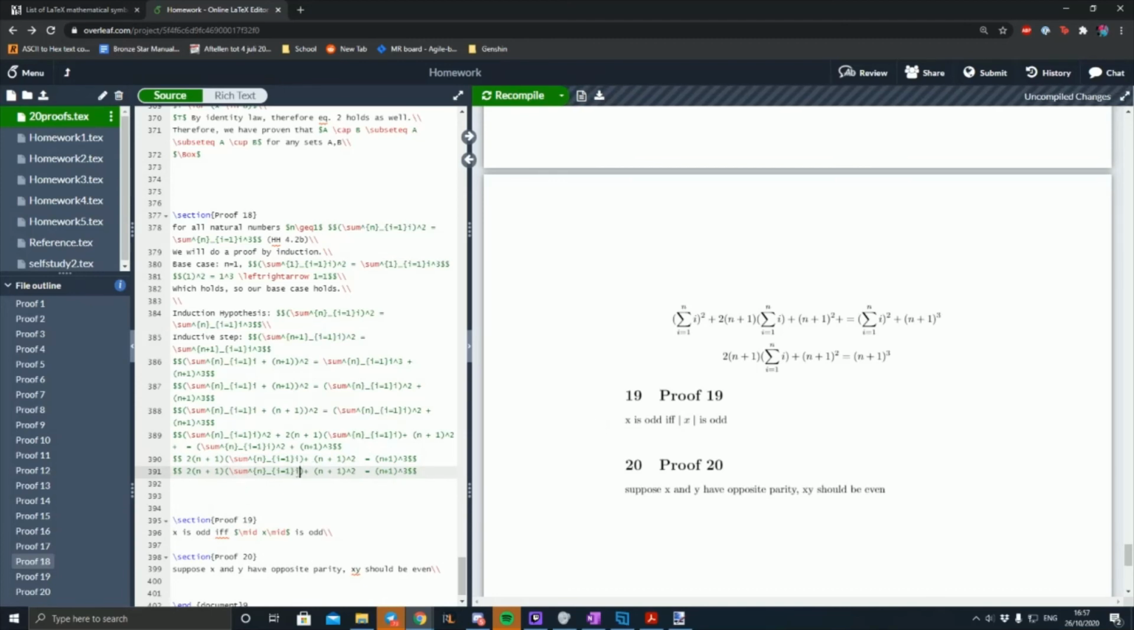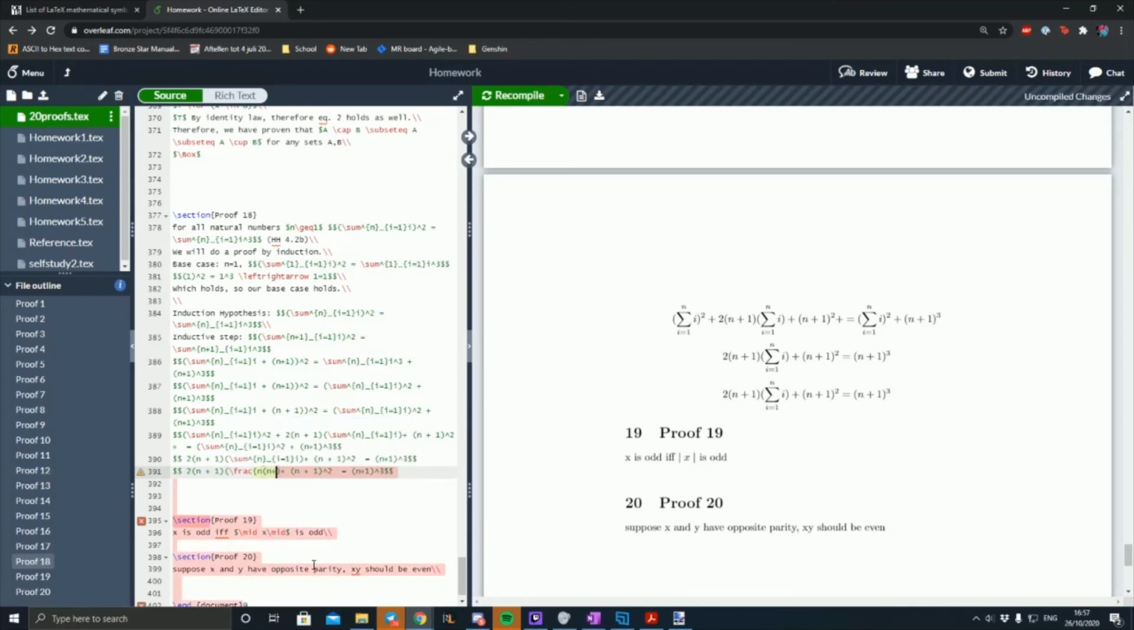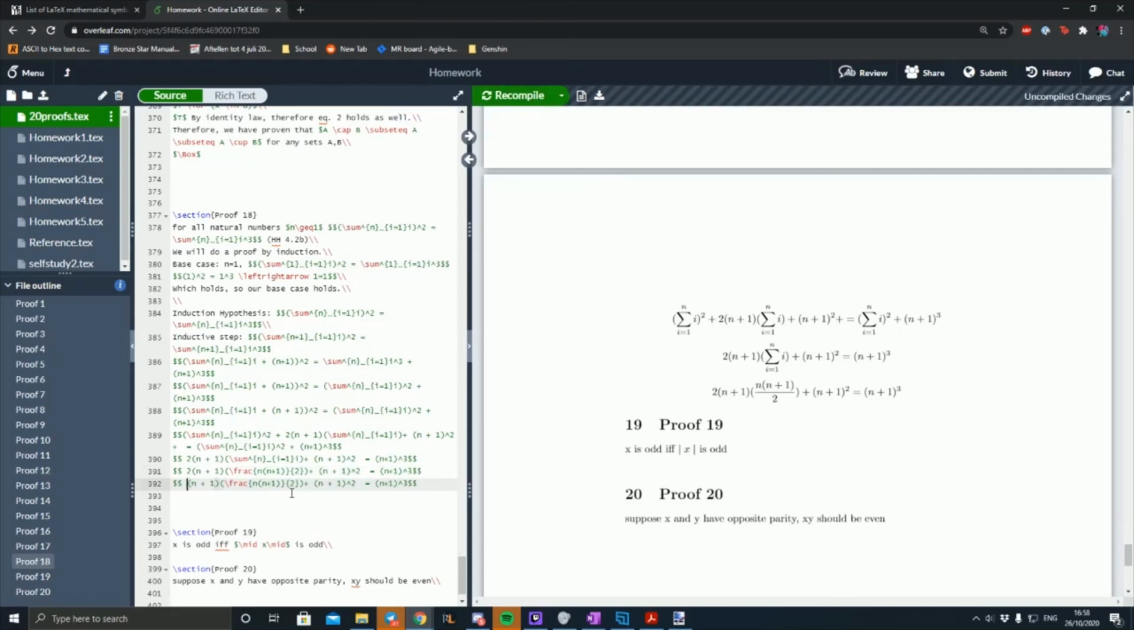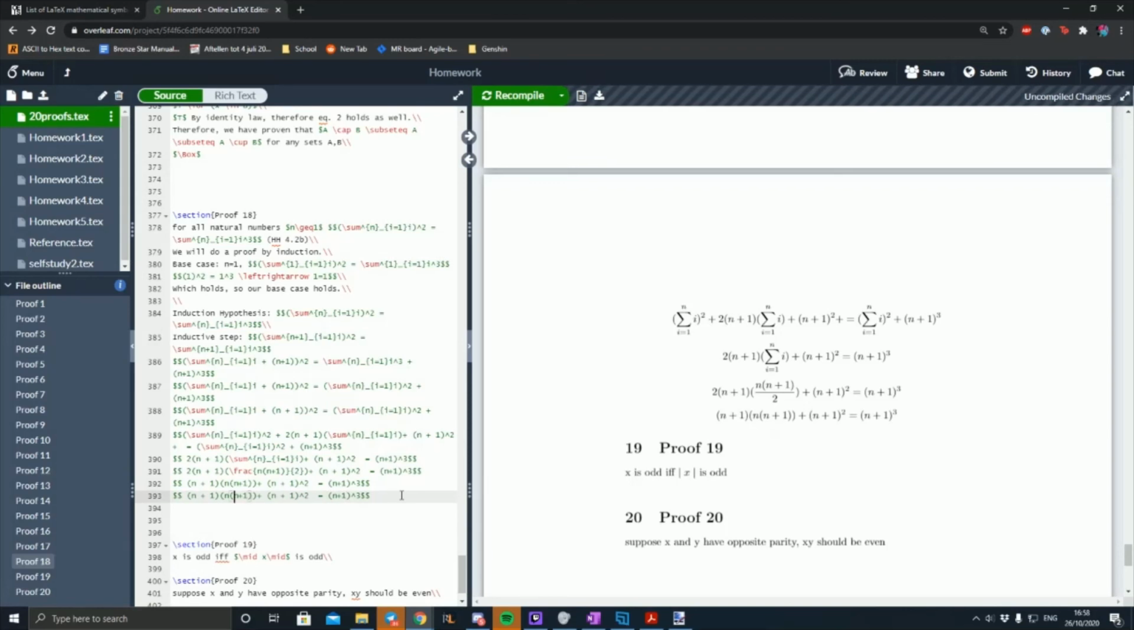But yeah, we have found out that this is now equal to the fraction of n times n plus 1 over 2. Recompile, see if that's correct. Yeah, we already have a 2 here as well, so we can take out this 2 and take out this entire fraction. Yeah, and now I'm just going to do some work.